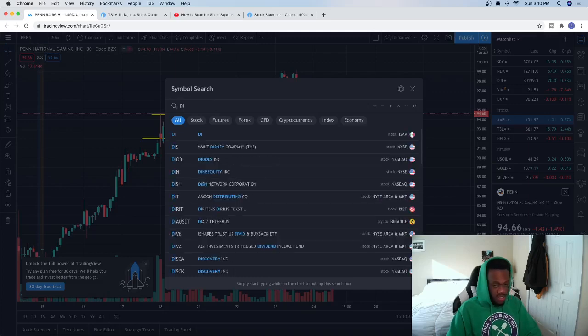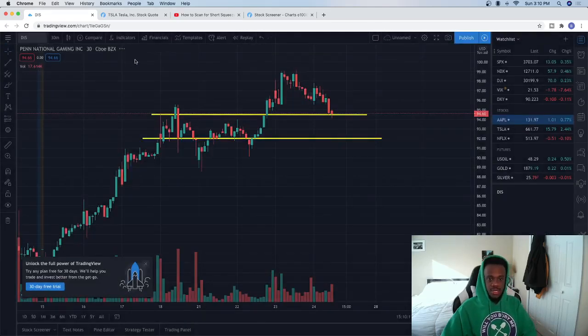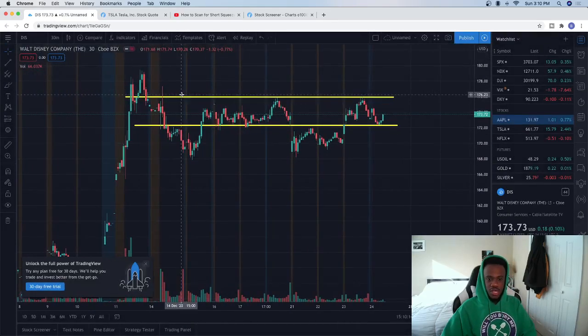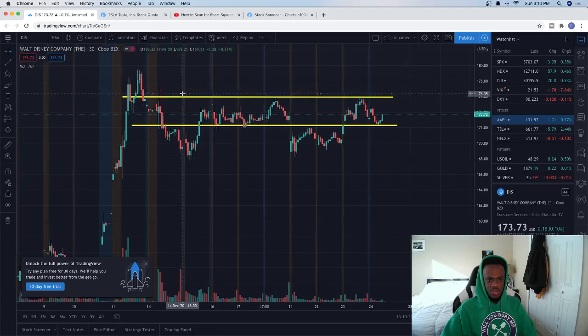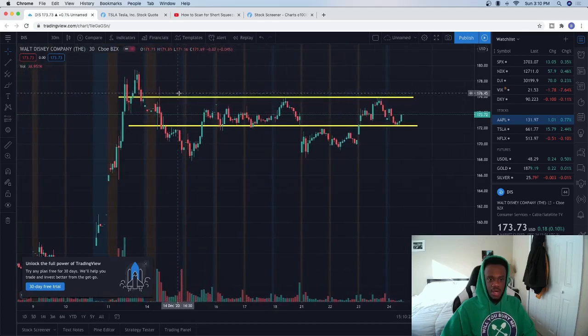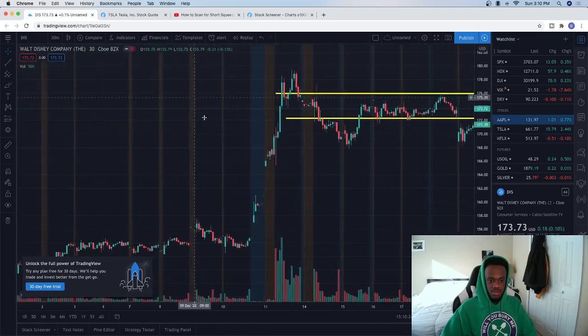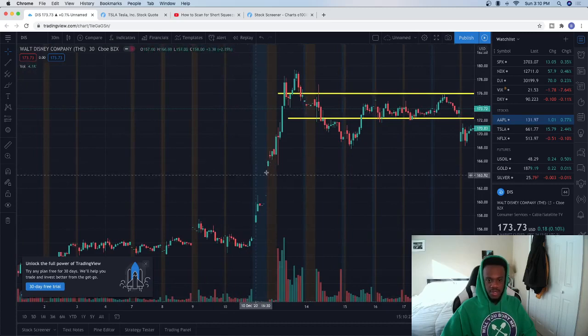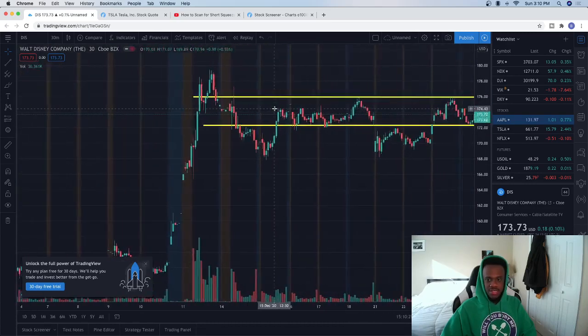Next we have Disney. Disney's been popular. You caught a pretty good Disney trade. It was after they had released their subscribers. How many subscribers they had? I think they had like 87 million subscribers. So they really blew out the estimates. And it looks like that was about right around here, I believe. Yeah, this gap up right here.